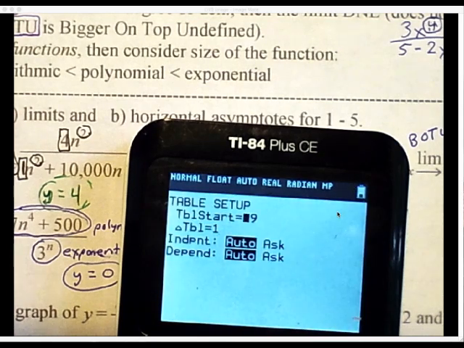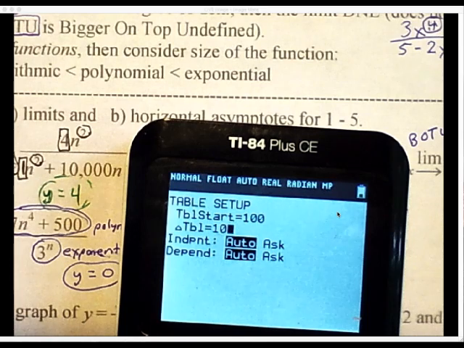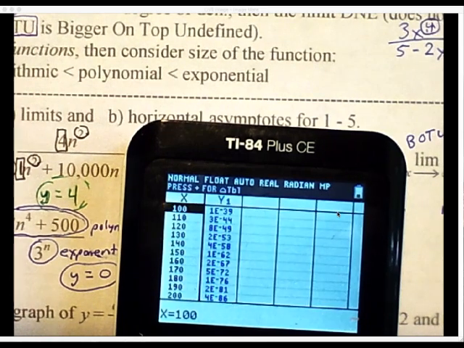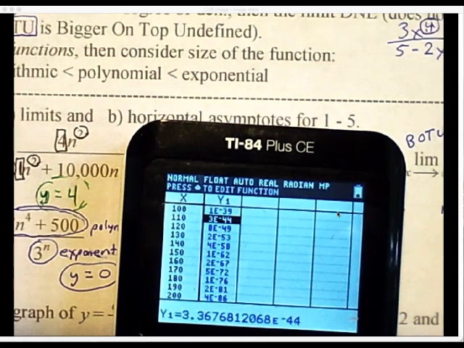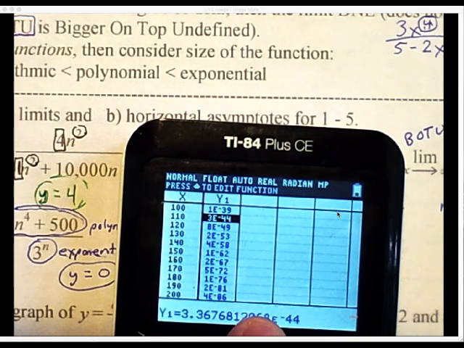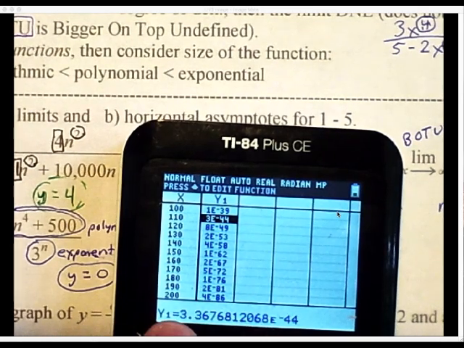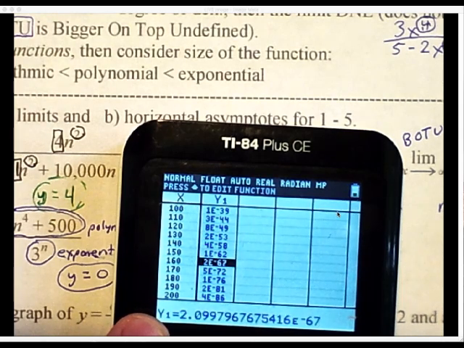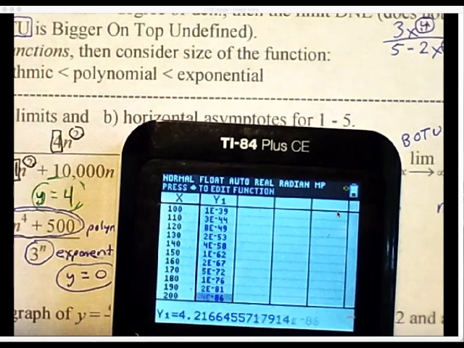Or you can even set up a table. Maybe we start at 100 and go up by tens. Okay, look at all these values. Really tiny with scientific notation. Move that decimal point 44 places to the left, and that's a value getting closer and closer and closer to 0. Okay, really small.